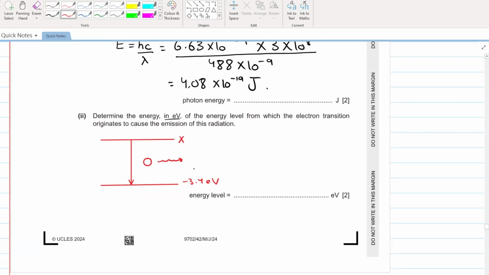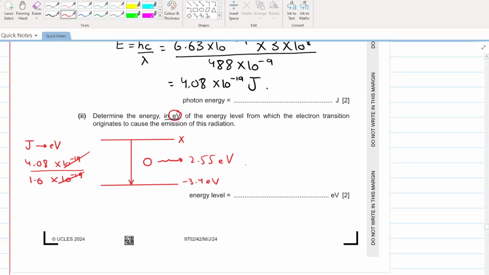First of all, you must realize that these energies are in electron volts, while your photon's energy is in joules. So let's convert joules into electron volts. How will we do that? 4.08 into 10 to the power of minus 19 divided by 1.6 into 10 to the power of minus 19. These cancel out. 4.08 divided by 1.6 is 2.55. So the photon has energy of 2.55 electron volts.